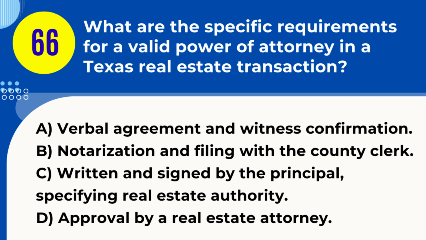Question 66. What are the specific requirements for a valid power of attorney in a Texas real estate transaction? A. Verbal agreement and witness confirmation. B. Notarization and filing with the county clerk. C. Written and signed by the principal, specifying real estate authority. D. Approval by a real estate attorney. Answer. C. Written and signed by the principal, specifying real estate authority. Explanation. In Texas, a power of attorney used in real estate transactions must be in writing, signed by the principal, and must specifically grant authority to conduct real estate transactions on behalf of the principal.